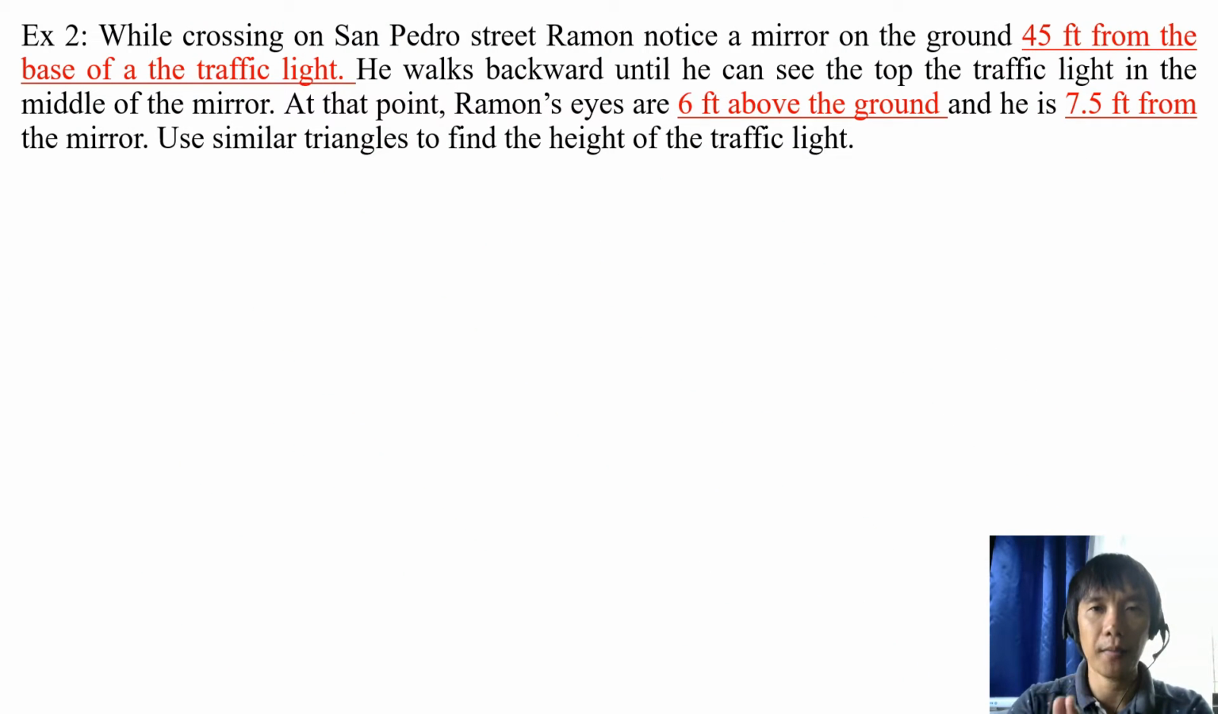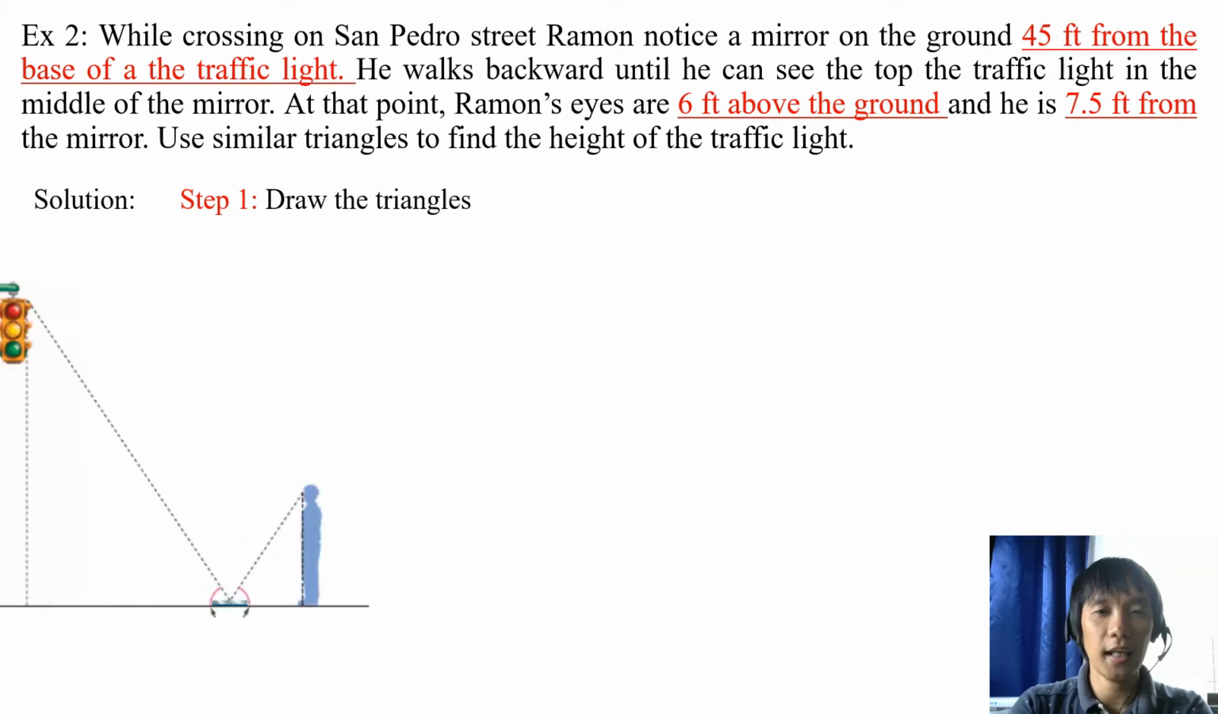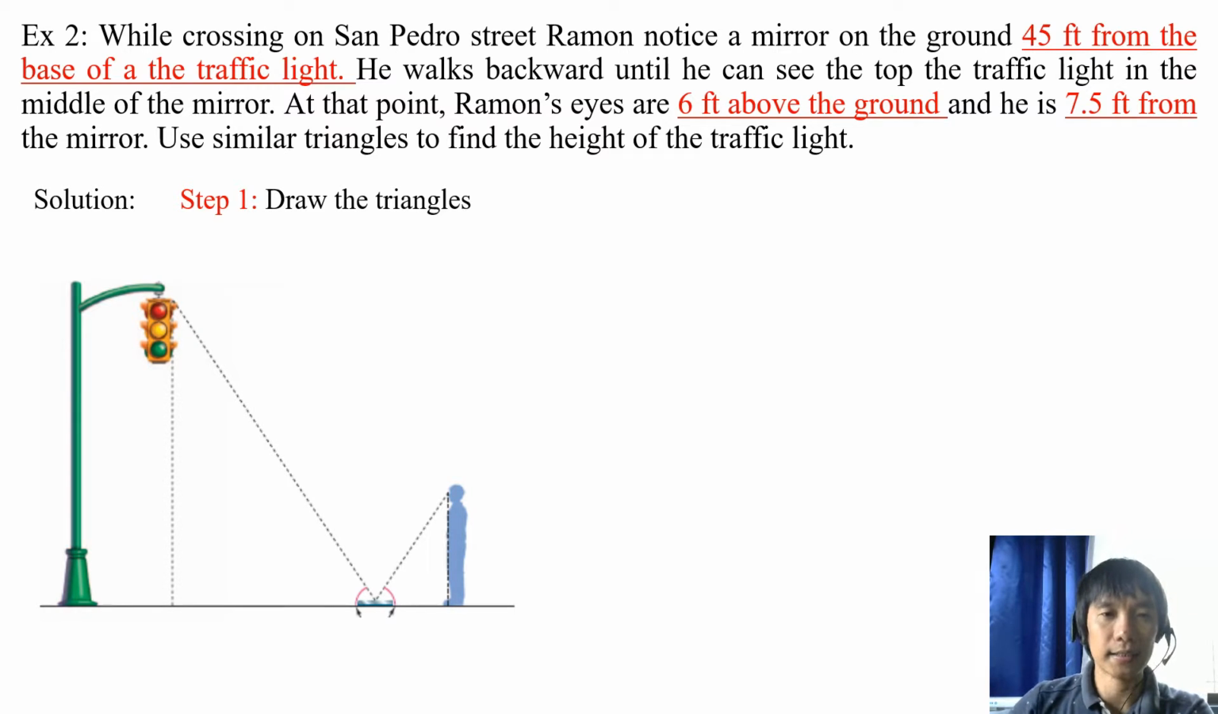For this problem, our first step is to draw our triangles. The illustration will look like this: this is the traffic light, the mirror, and this is Ramon. Now take note of our clues. Ramon noticed a mirror which is 45 feet from the base of the traffic light. If this is the traffic light, the base is here, and that is 45 feet.